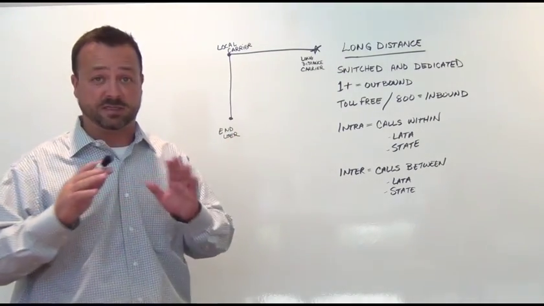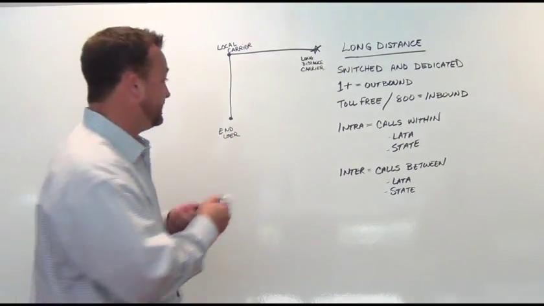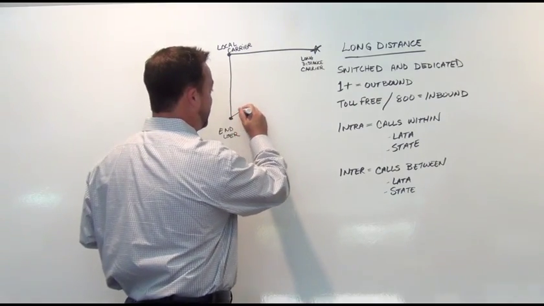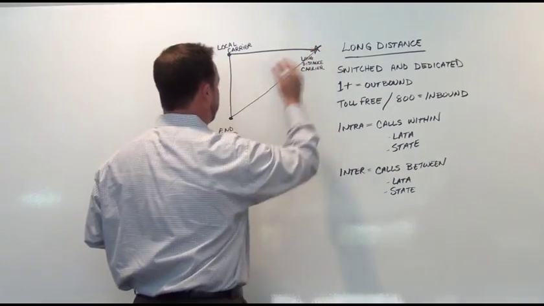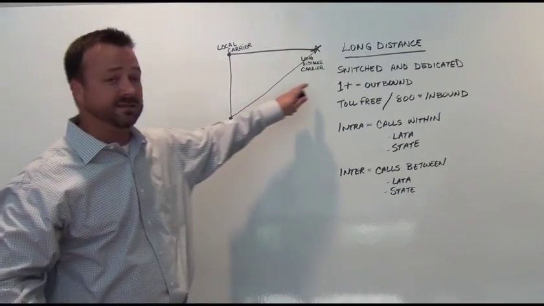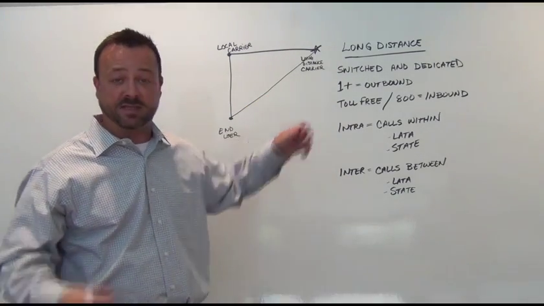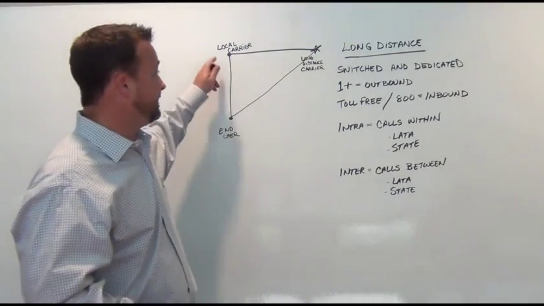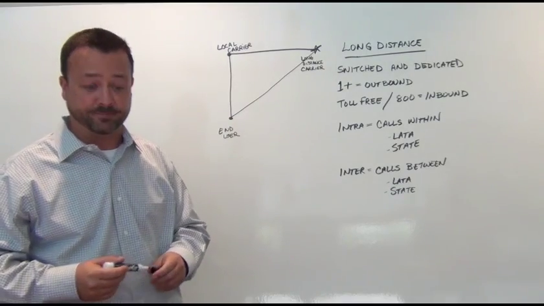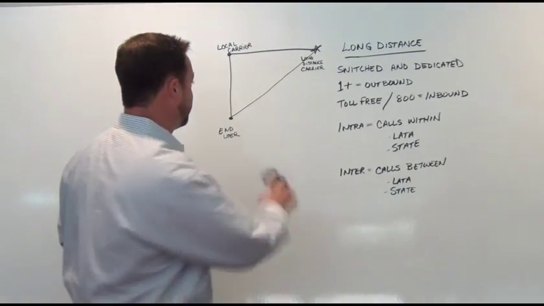Dedicated is basically exactly as it sounds. It completely cuts out the local carrier by installing a circuit between the end user customer directly to the long distance carrier. And it's less per minute because that local carrier no longer has to do the switching. So that's switched and dedicated services.